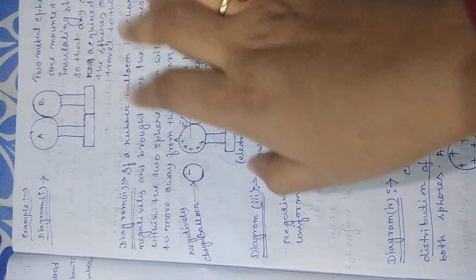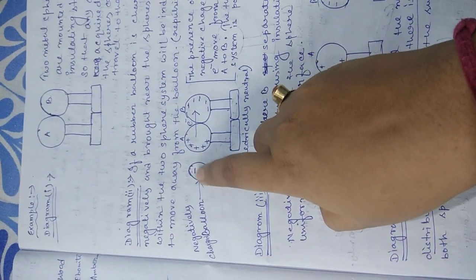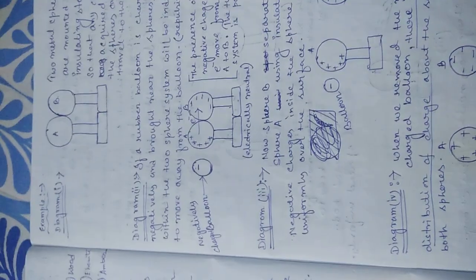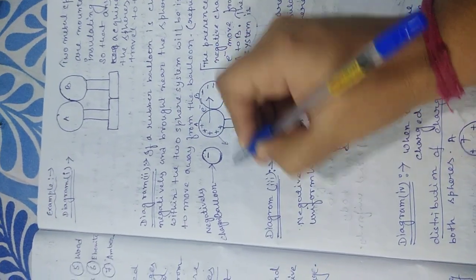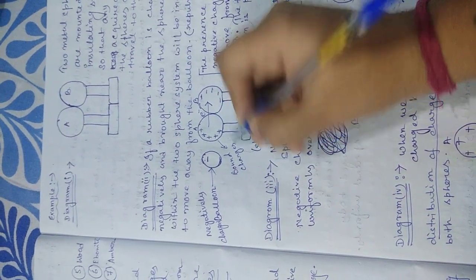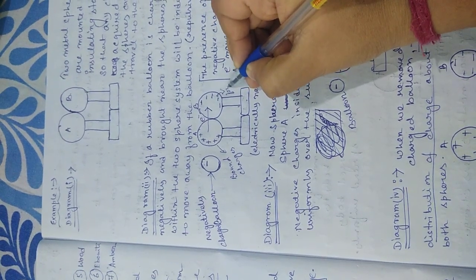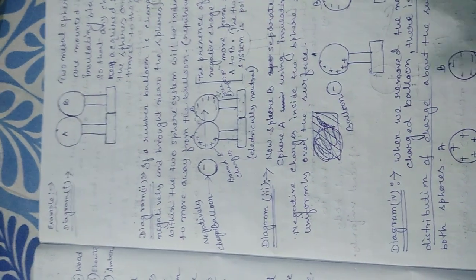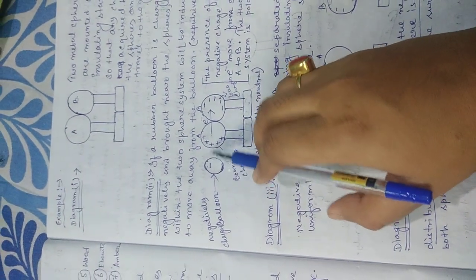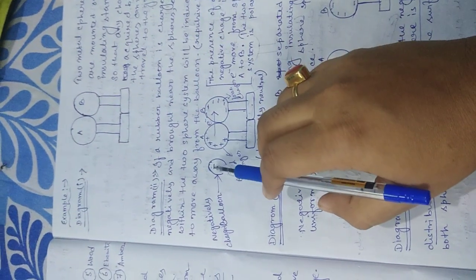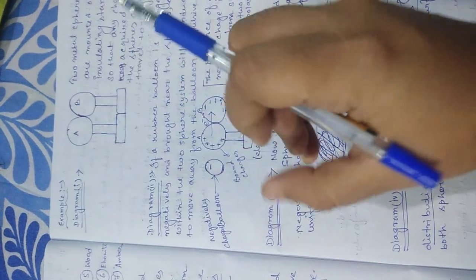Now these charges which are closer to this negatively charged balloon are called bound charges, and these other charges are called free charges. Simply the reason is that the near ones are closer to the balloon, so the force of attraction is more, and here the distance is more, and mainly this is negative and this is negative, so a repulsive force is present. That's why these are free charges.